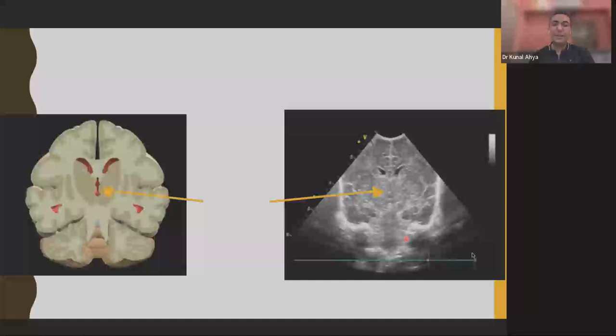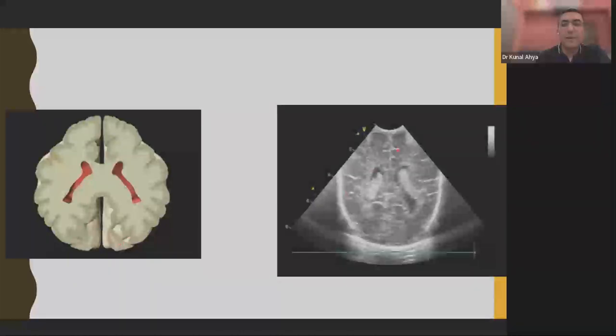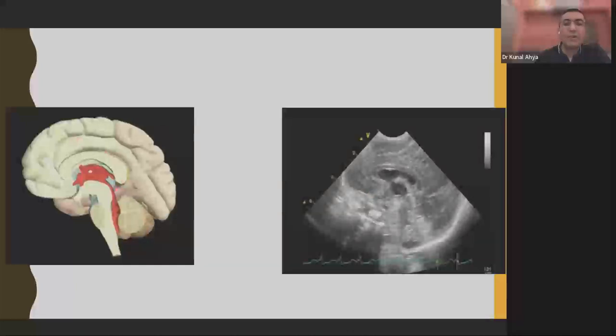What is this structure? Here you can identify it more easily. These are the lateral ventricles and this is the third ventricle. Very good. This is our cerebellum. Now, what is this view called? Trigonal view. Very good. So, what is this structure? Yes, this is the hyperechoic structure, which is called the choroid plexus. Okay, very good.